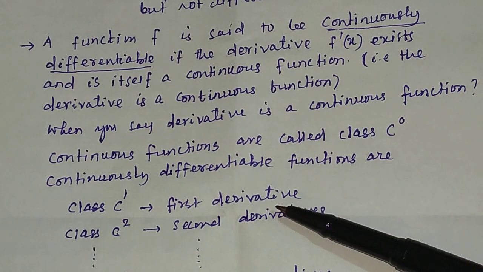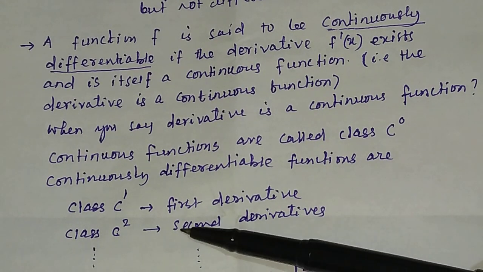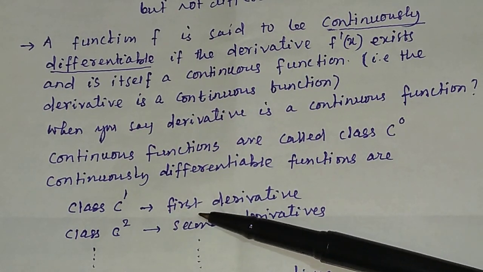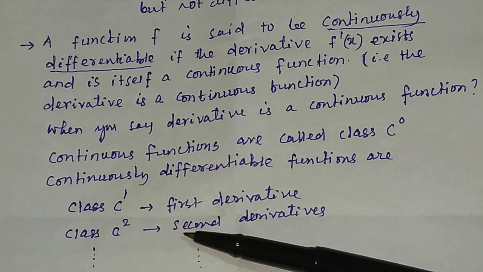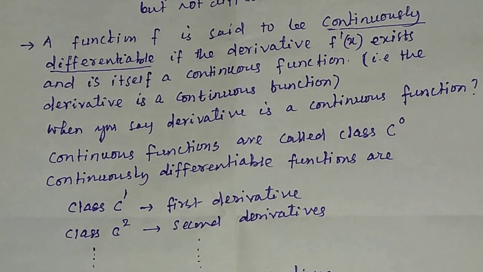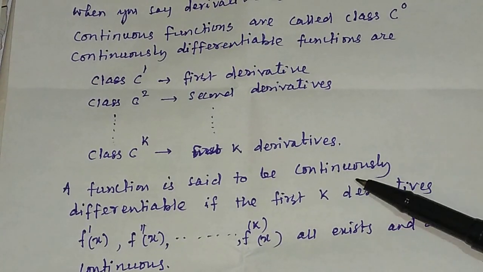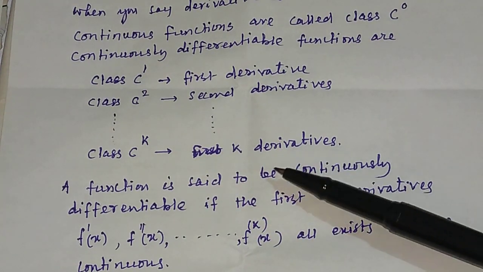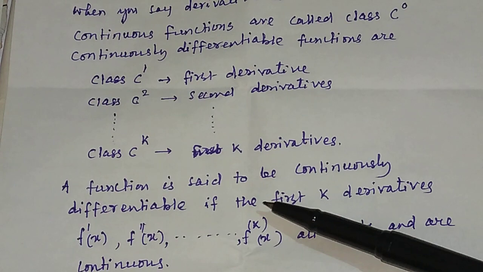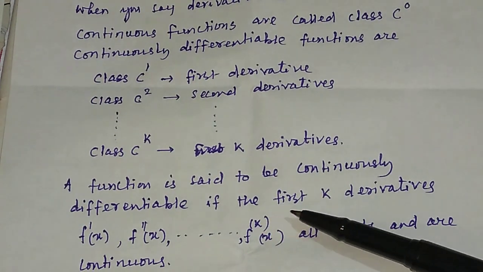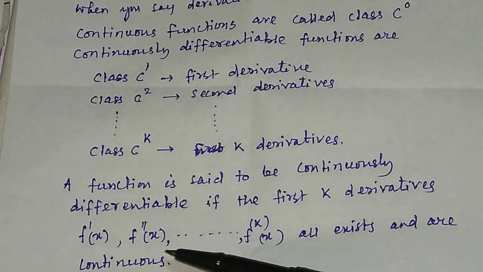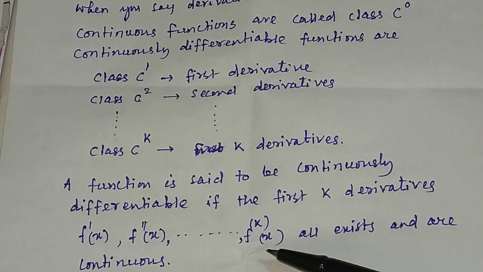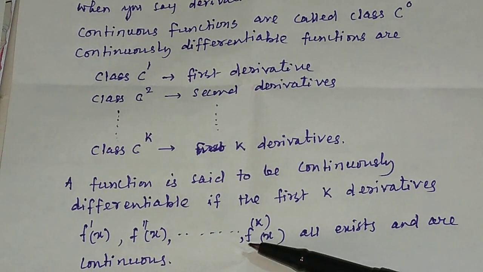Continuously differentiable functions are basically represented by class C1. This is called the first derivative. Class C2 is called the second derivative. Likewise, you can define class Ck, which is the k-th derivative. So a function is said to be of class Ck if the first k derivatives, that is f dash x, f double dash x, up to f k x, all exist and are continuous.